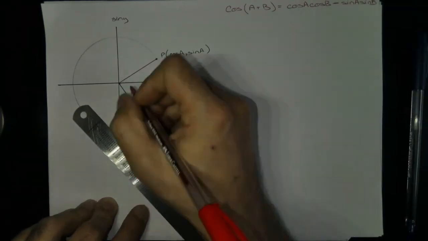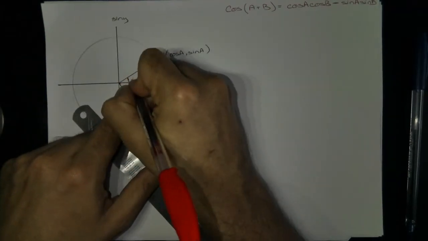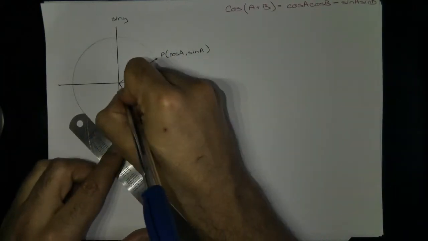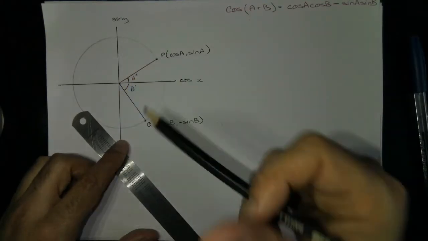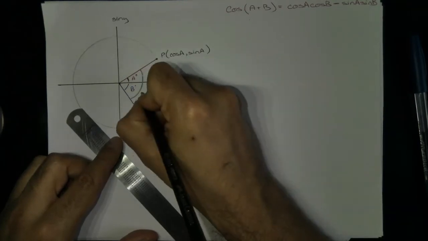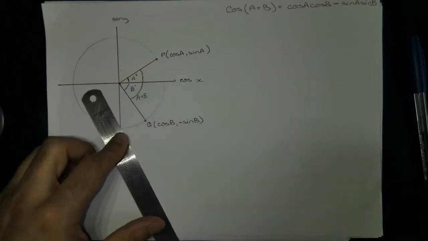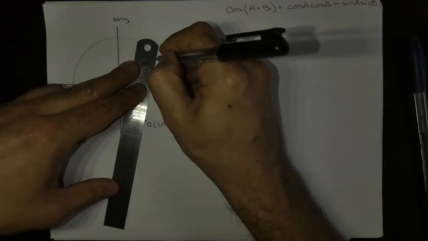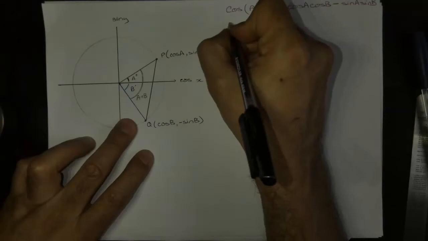So if this was this angle here, because that's my first point, this was angle A, and then this point here was angle B, then the whole angle, this entire angle, has to be A plus B. Now, using the same ideas, let's join the coordinates together. Okay, using the distance formula.